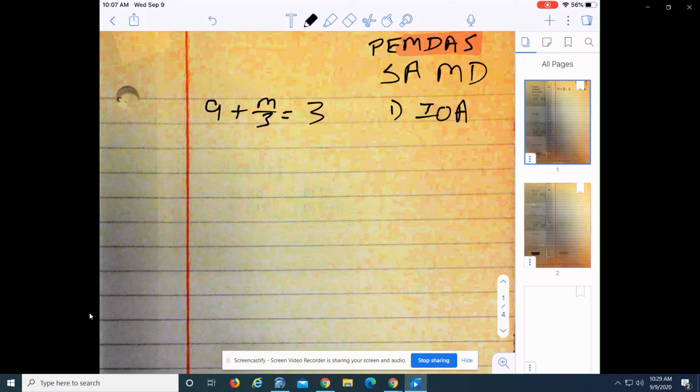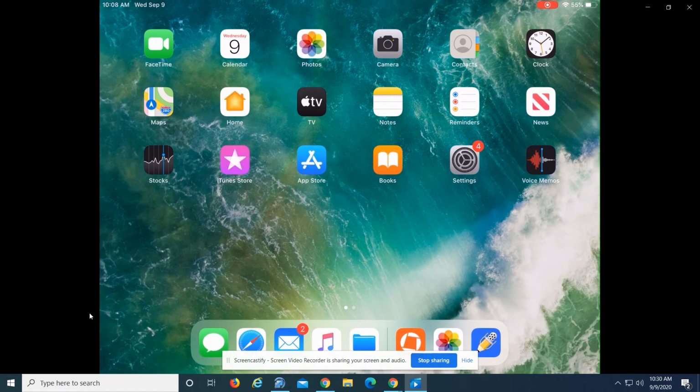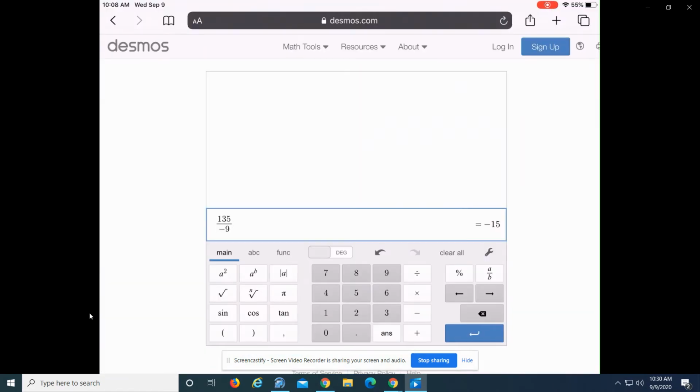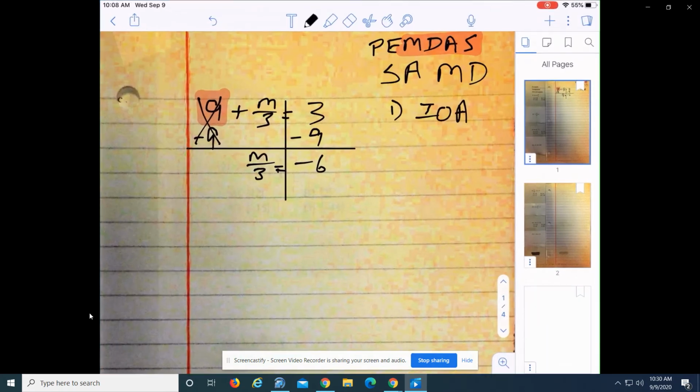So I'm going to do the inverse of addition, but it's not because it says plus, it's because this 9 right here is positive. I'm going to subtract 9 from both sides of the equal sign. Whatever I do to one side, I have to do to the other side. The 9s are going to cancel. M over 3 drops down. The equal sign drops down. 3 minus 9 is negative 6. You're more than welcome to use Desmos's scientific calculator. I'm not going to, but you're more than welcome to.